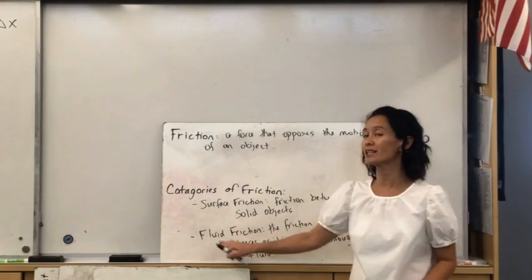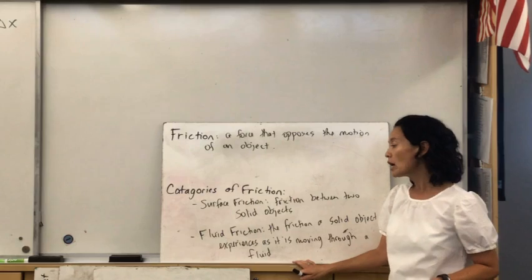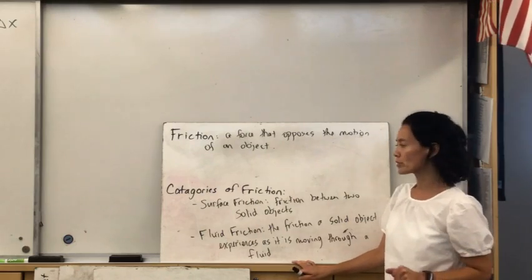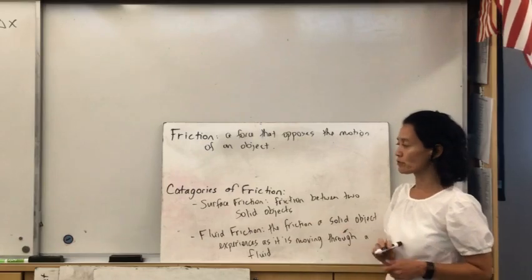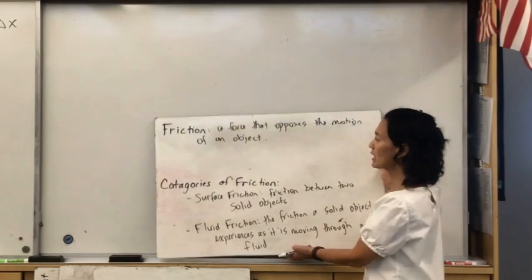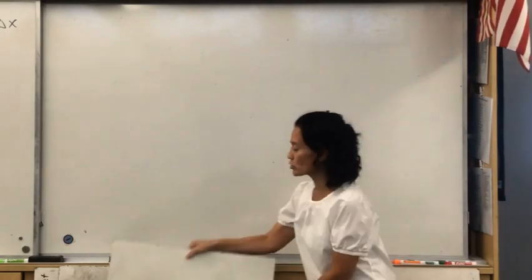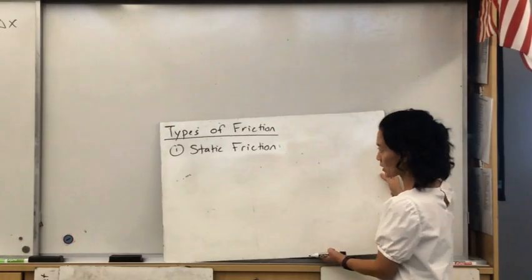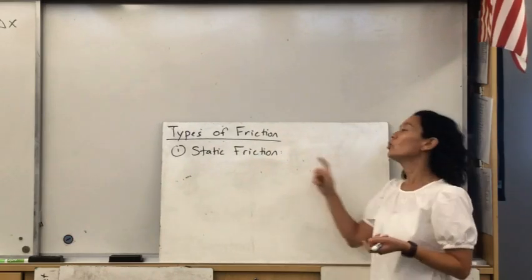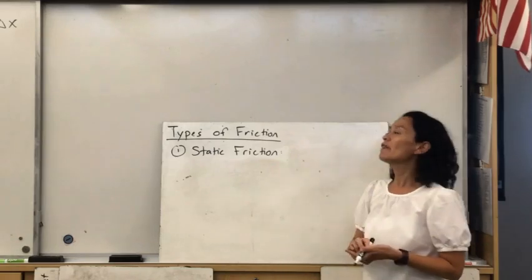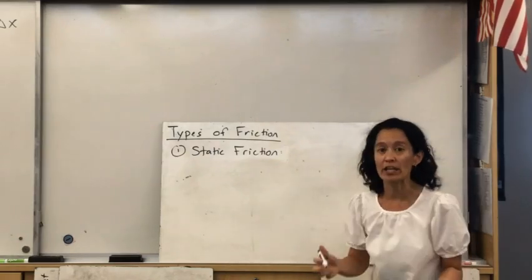We'll go into this a little bit more in depth in a different online lecture because it has its own set of equations and its own mathematical models. So we're going to focus on surface friction right now in this lecture. And within surface friction, there's actually two groupings of friction. Okay, so with our surface friction, we have something called static friction. And static friction is the friction that must be overcome to just get an object moving.